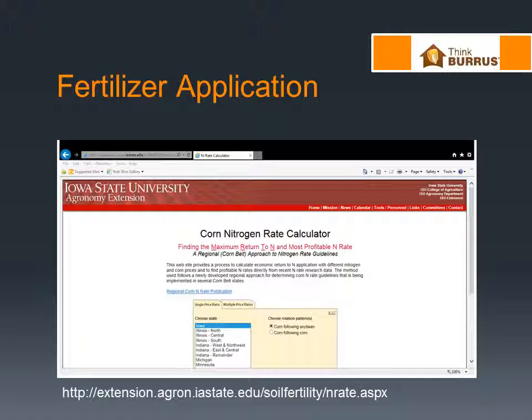This is the website from Iowa State University, one of the land-grant universities that actually sponsors this calculator. It really looks at return on nitrogen investment. It looks at the price of corn and the price of nitrogen, and it helps you figure out what the right rate would be for you. I'd encourage you, as you think about the way that we introduce nitrogen into the soil artificially, to use this so that we decrease those negative consequences we talked about at the beginning of this session.